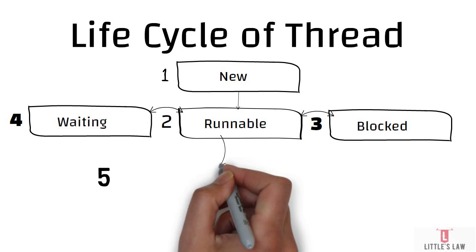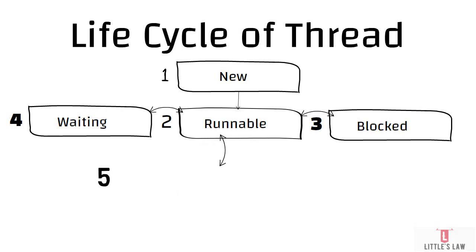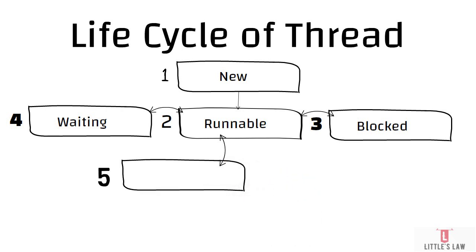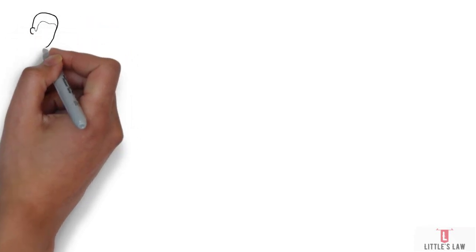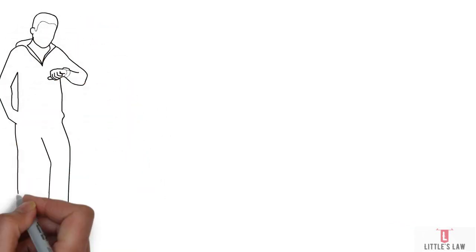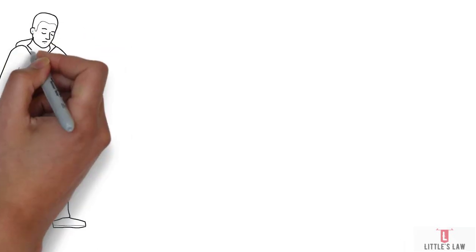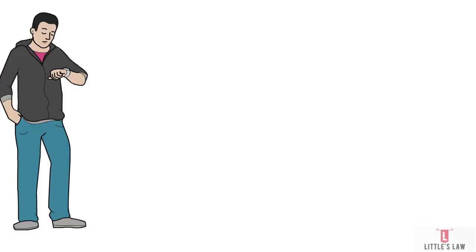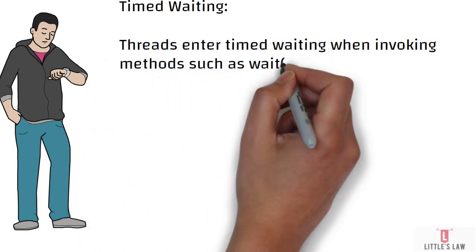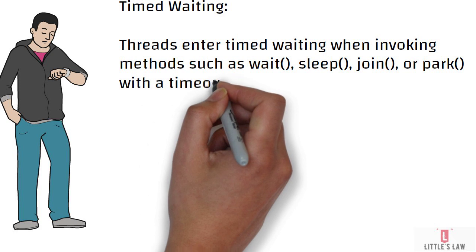And then moving on to the fifth one, which is the timed waiting. Let's see what a timed waiting is. Threads enter the timed waiting state when invoking methods such as wait, sleep, join, or park. These are some of the methods used to make a thread wait on a timed basis. They remain in this state until the timeout expires or until they are notified.